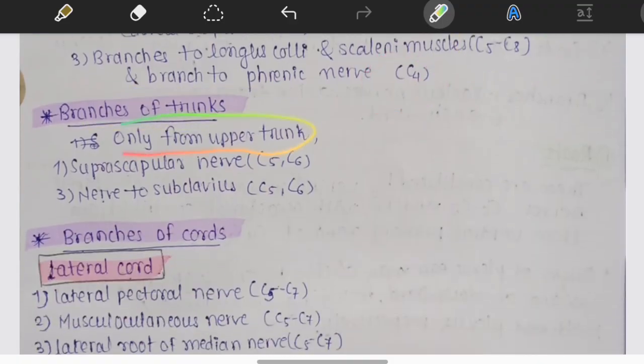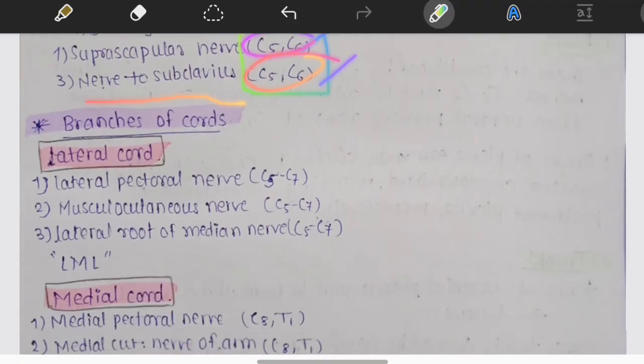Then the branches of the trunk. Only from the upper trunk there are two branches, the suprascapular nerve and the nerve to subclavius. So only from the upper trunk, with root value C5 and C6.